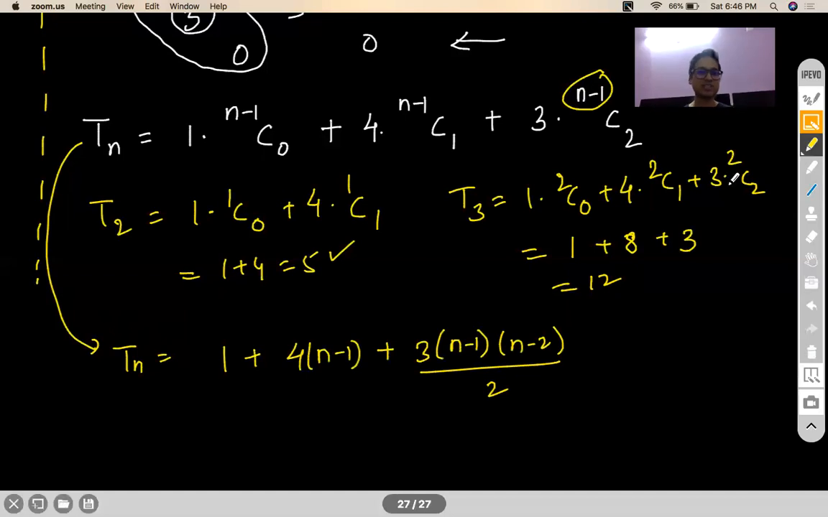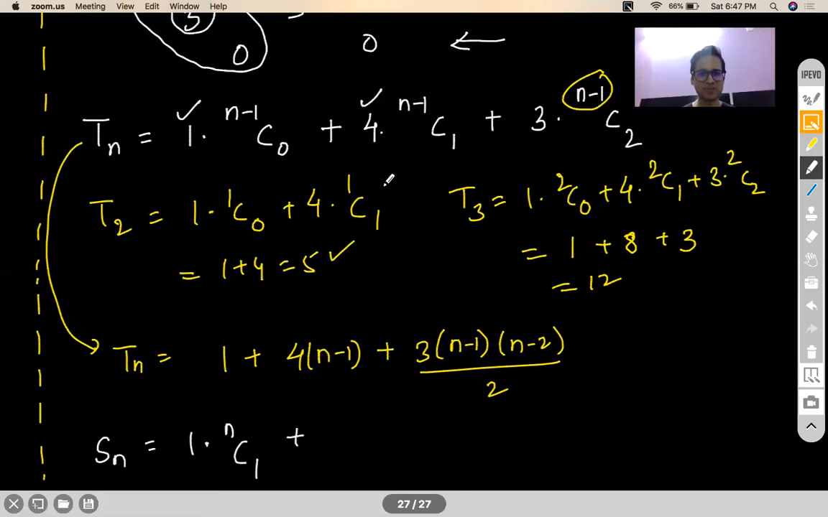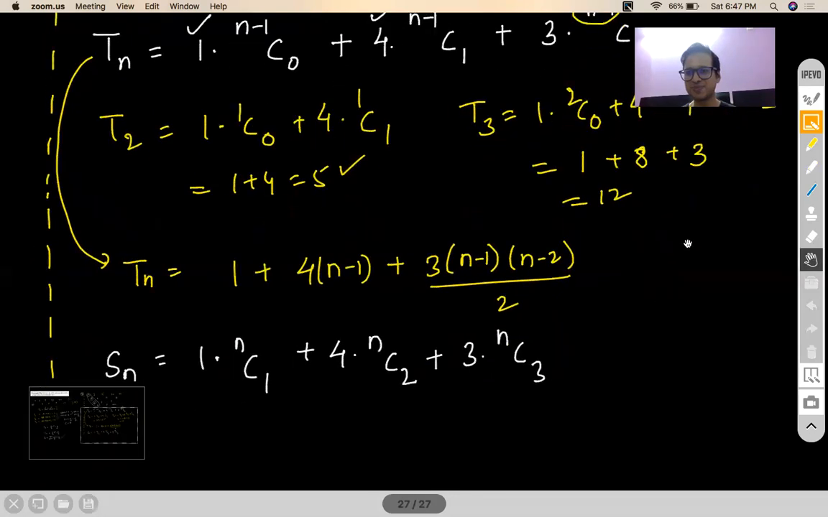Now, this guy was also able to find out the sum till n terms also. This was the formula. Again, listen to this. The same number 1, but this time multiplied to nc1. Okay. The same number 4, this time multiplied to nc2. The same number 3, this time multiplied to nc3. So this guy said that this is going to be your sum till n terms. Surprising, no?